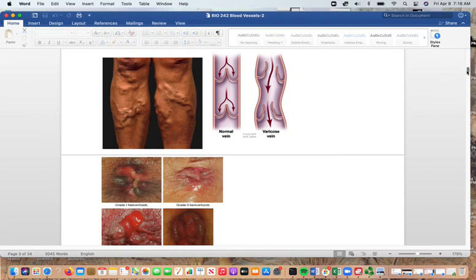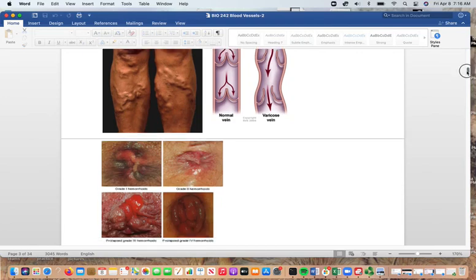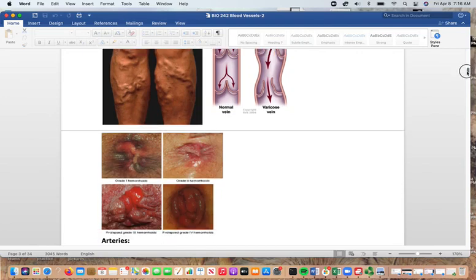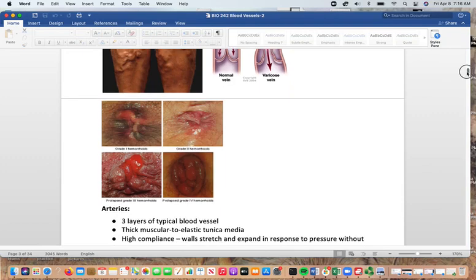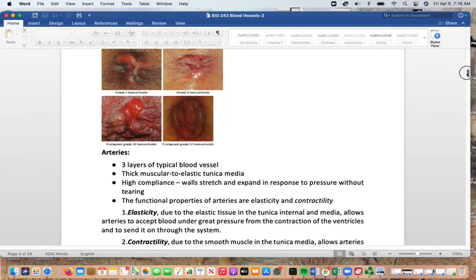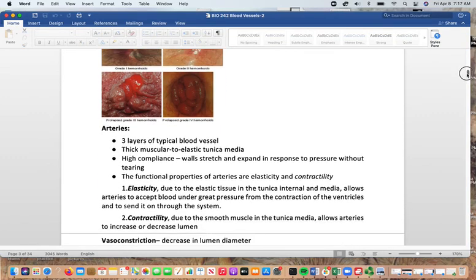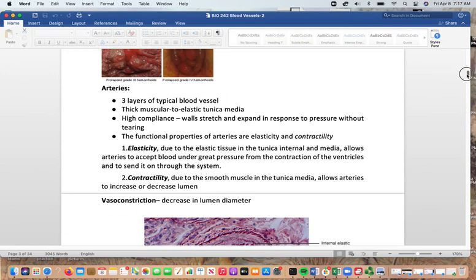So they can occur in blood vessels other than the legs. Hemorrhoids are actually varicosities in the rectum. And no, you don't see people walking around with those because we just don't expose it, but they have them.